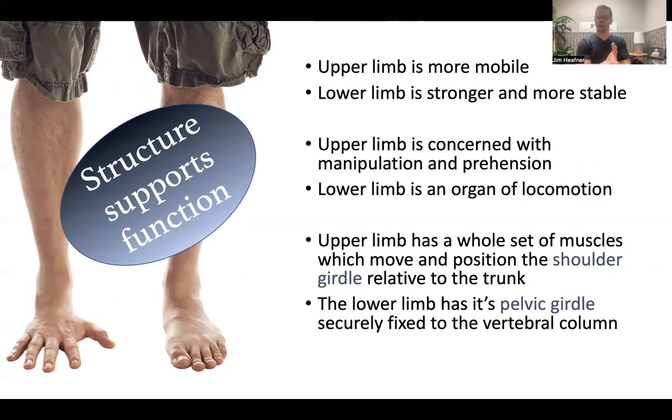The upper limb has a whole set of muscles. There's 17 muscles that attach onto the shoulder blade or the scapula, and those are responsible for moving and positioning the shoulder girdle relative to the trunk. The lower body is fixed to the pelvis, and then that's securely fixed to the vertebral column. So the amount of movement and how that movement supports the body is going to be largely different for the lower body versus the upper body, just based on the degrees of freedom and how that connects back to the core of the body.